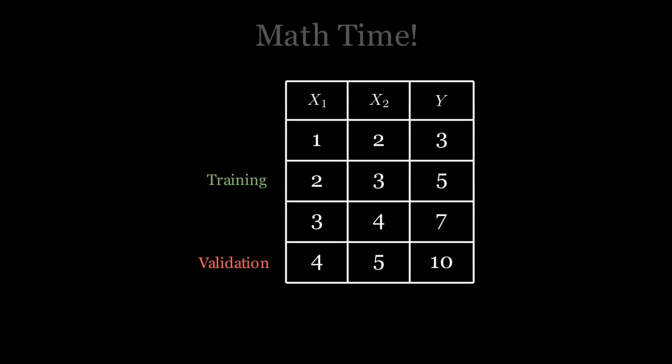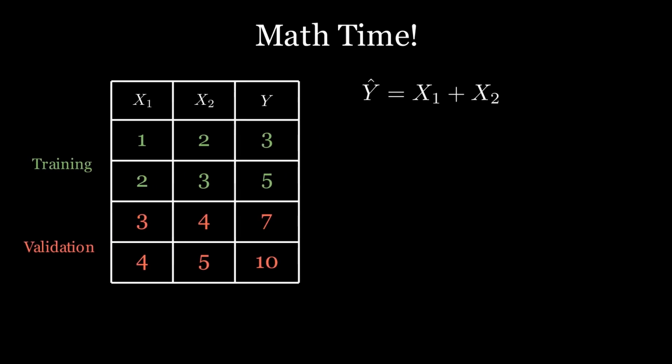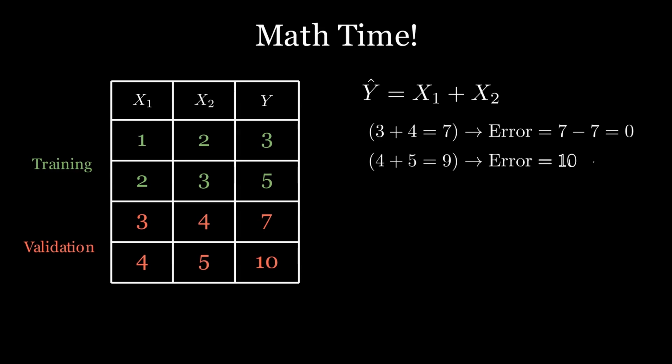Now, let's shake it up. What if we used the first 2 points for training and the last 2 for validation? We'll stick with the same model, y equals x1 plus x2, since it still fits those first 2 points perfectly. Running the numbers quickly, for the first validation point, 3 plus 4 is 7. Oh yes, 0 error. For the second one, 4 plus 5 is 9, but the actual is 10, so error of 1 again. Deja vu.